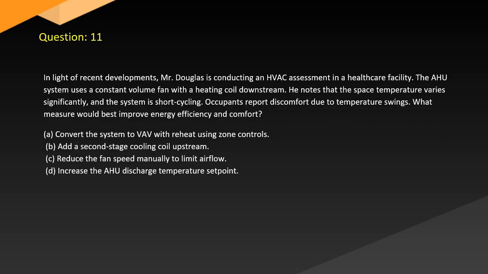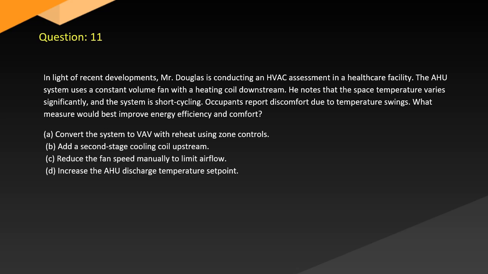Question 11. In light of recent developments, Mr. Douglas is conducting an HVAC assessment in a healthcare facility. The AHU system uses a constant volume fan with a heating coil downstream. He notes that the space temperature varies significantly and the system is short cycling. Occupants report discomfort due to temperature swings. What measure would best improve energy efficiency and comfort?